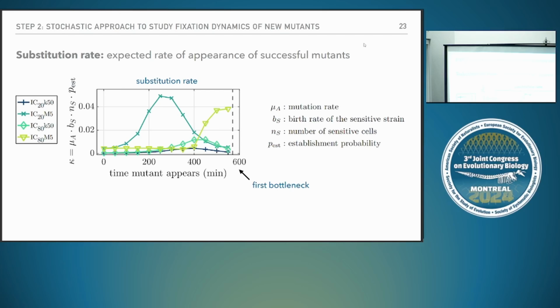And essentially what we observe here is that successful mutants, again, successful mutants are those ones that establish in the population eventually, tend to appear earlier when the population size is large, so the M5 treatments, which is something, of course, that one would expect given that we have a larger population size.